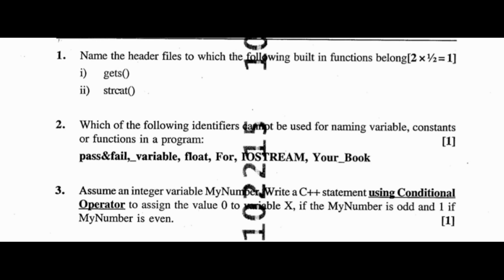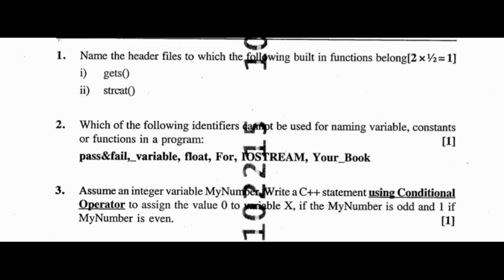Question 1. Name the header files to which the following built-in functions belong, for 1 mark. 1. gets function: stdio.h, strcat function: string.h. Question 2. Which of the following identifiers cannot be used for naming variables, constants or functions in a program? Pass and fail, underscore, variable, float, for, iostream. For 1 mark, answer: pass and fail, float.